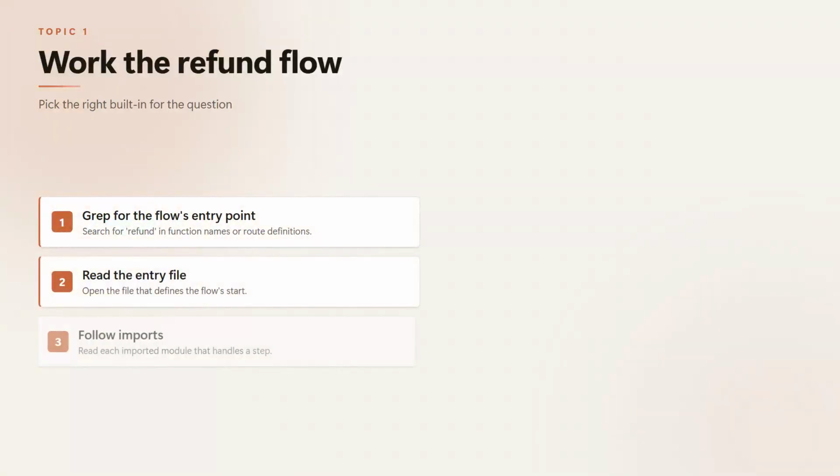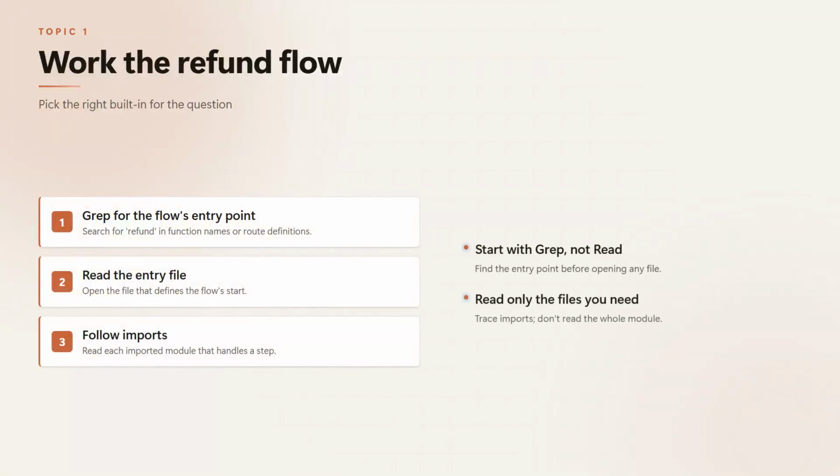Let's work the refund flow question. The request is, what does the refund flow actually do? You don't know which file starts the flow, so you begin with grep to search for something like def refund or a route that mentions refund. That gives you the entry point file. Now you read that file. It imports a handler, a validator, and a payment gateway. You read each of those in turn, following the logic. The alternative, reading every file in the refunds module, would give you test files, utilities, and config that have nothing to do with the flow. That burns context and misses the point.